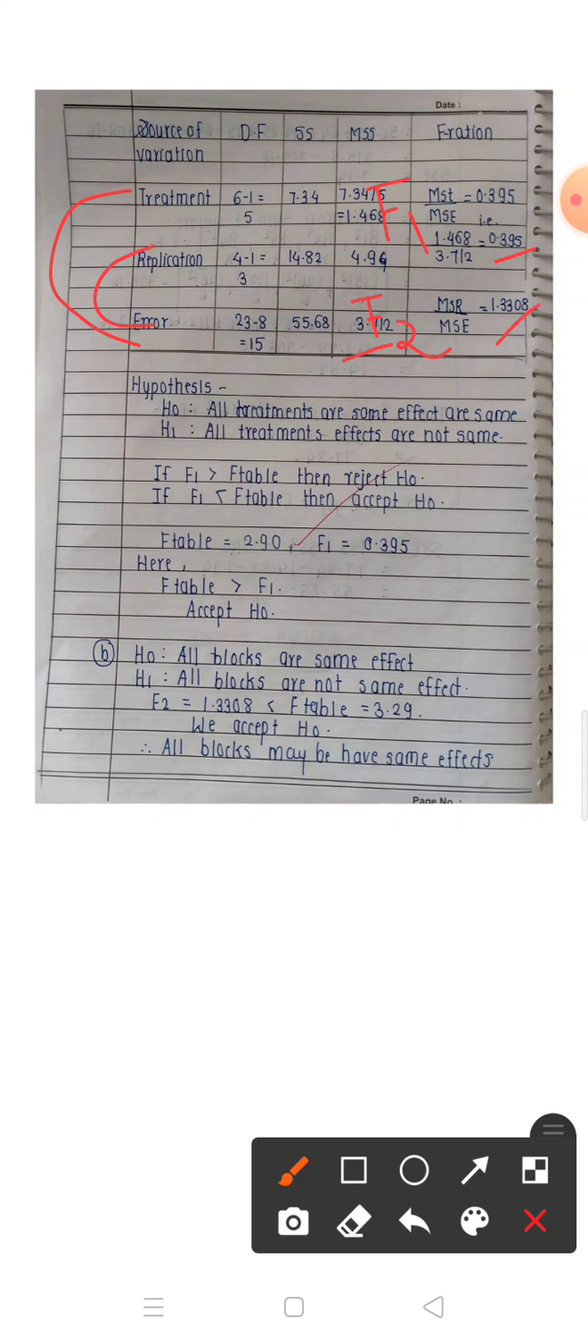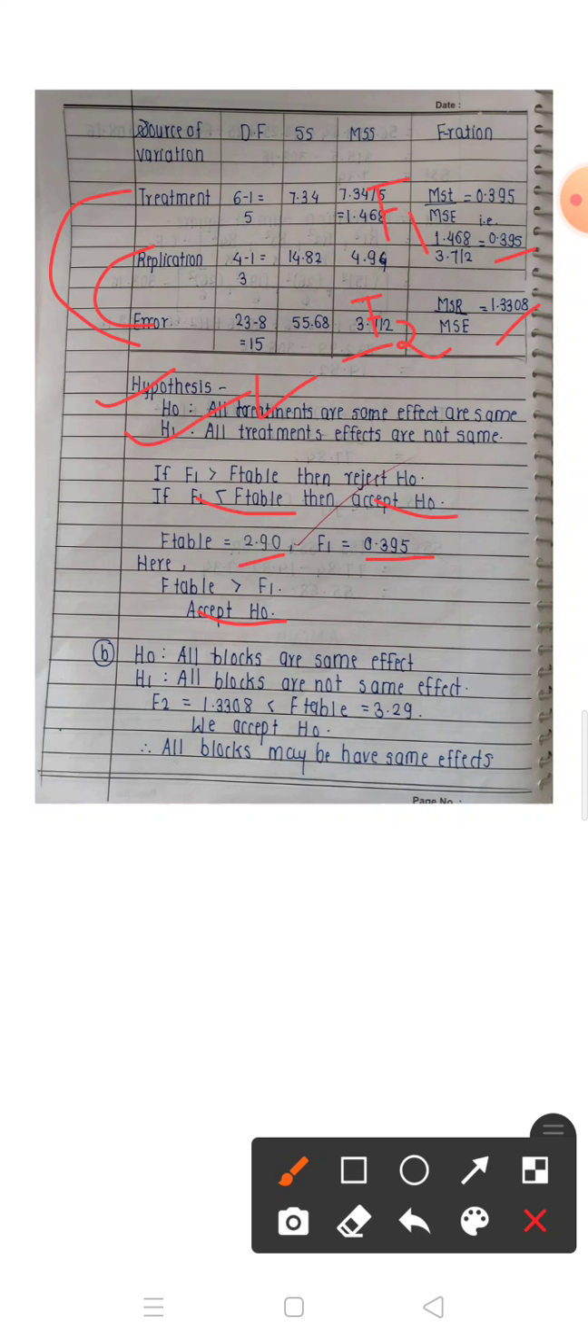Now the last is hypothesis testing. There are two hypotheses, for F1 and F2 separately. For F1, the treatment, the null hypothesis to be tested is that all the treatment effects are the same, versus all the treatment effects are not the same. Here the F1 value is 0.395 and the F table value given in the example is 2.90. Which value is greater? Here the F table value is greater. If the F table value is greater, then we accept H0. So our result is accept H0. That means all the treatment effects may be the same.